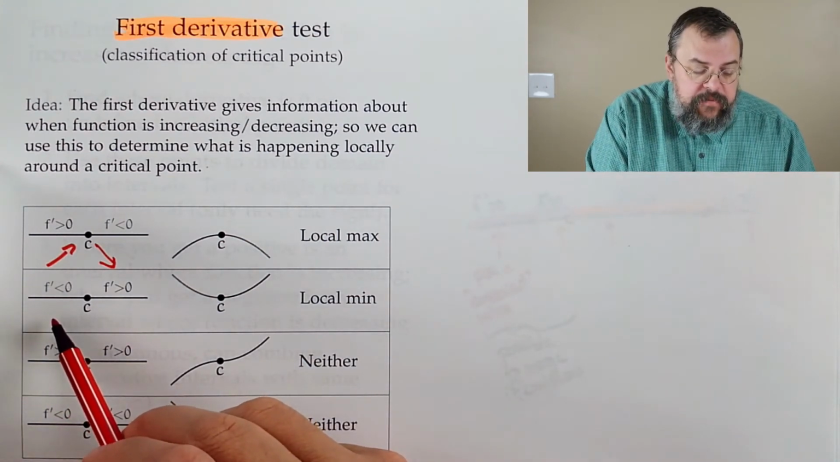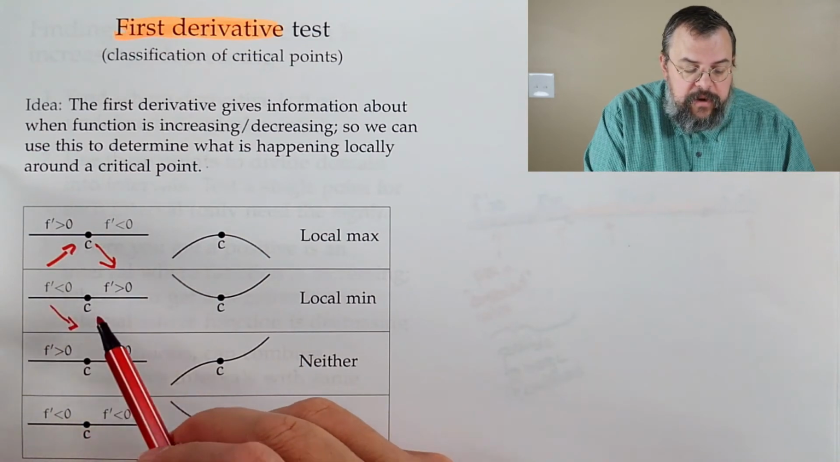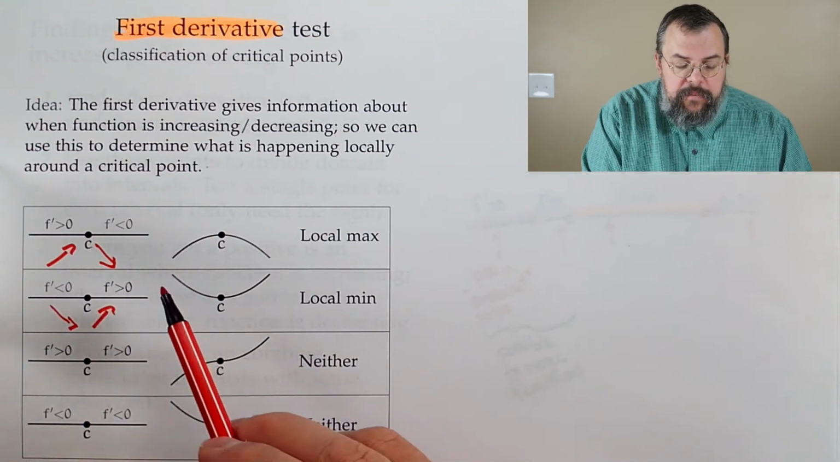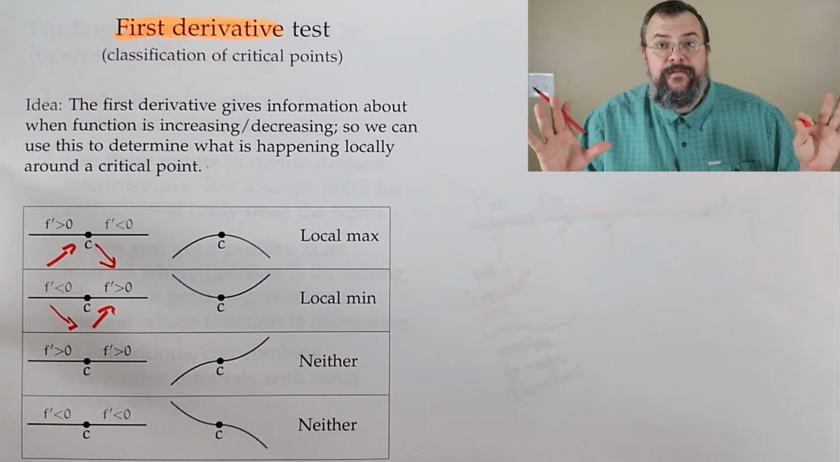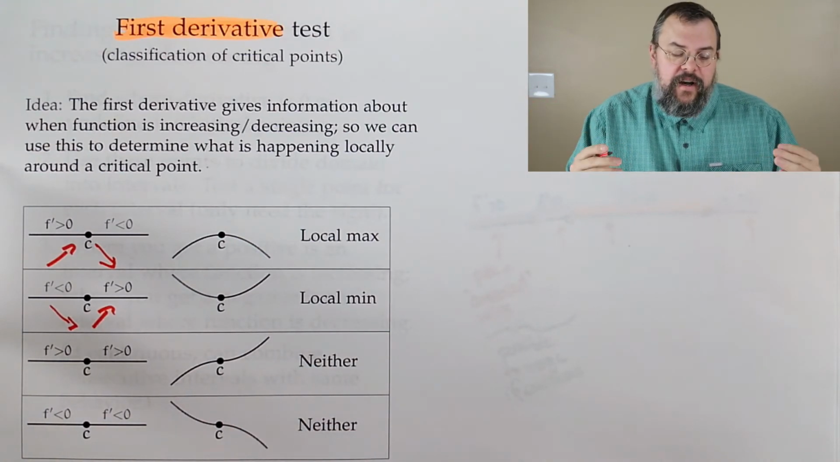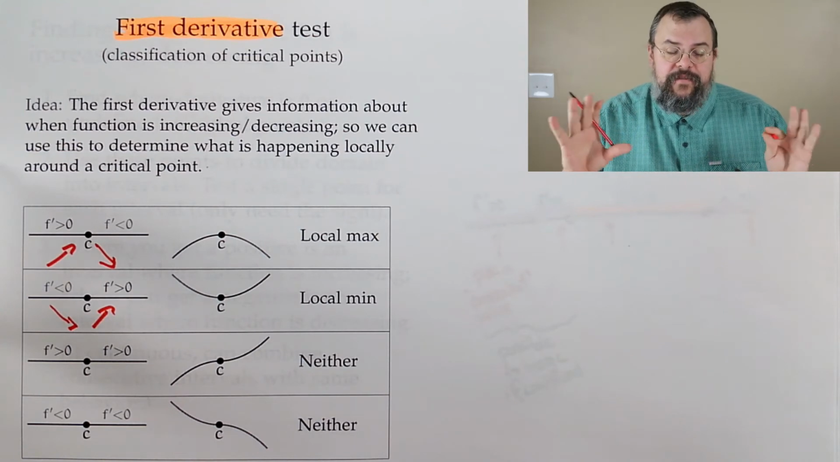If I'm negative before C, I go down. If I'm positive after C, I go up. So it probably looks something like this. It can have more exotic behavior, keep in mind, but for now, let's just say it looks vaguely like that.